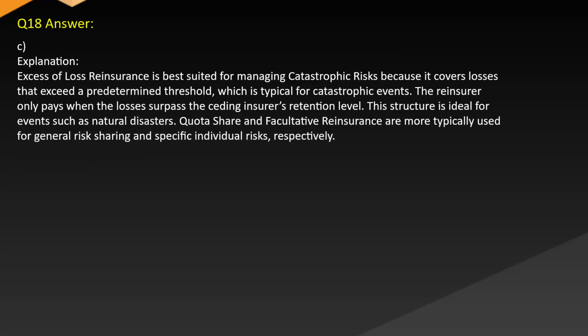Answer: C. Explanation: Excessive loss reinsurance is best suited for managing catastrophic risks because it covers losses that exceed a predetermined threshold, which is typical for catastrophic events. The reinsurer only pays when the losses surpass the ceding insurer's retention level. This structure is ideal for events such as natural disasters. Quota share and facultative reinsurance are more typically used for general risk sharing and individual risks, respectively.